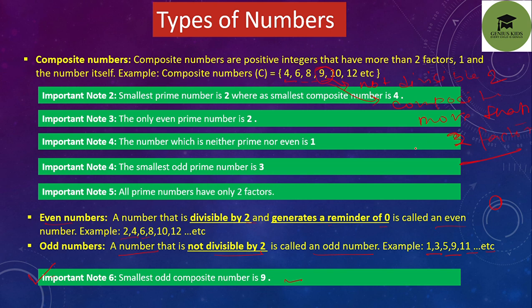Why? Because 9 is divisible by 1, 3 and 9. Okay, so the smallest odd composite number is 9. It is very, very important in exams, in the Olympiad exams. Not only the Olympiad exams, in your school exams also you get this type of questions.